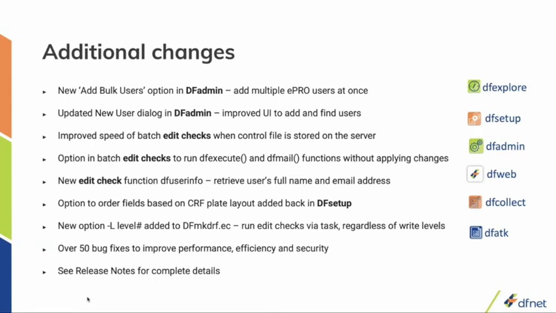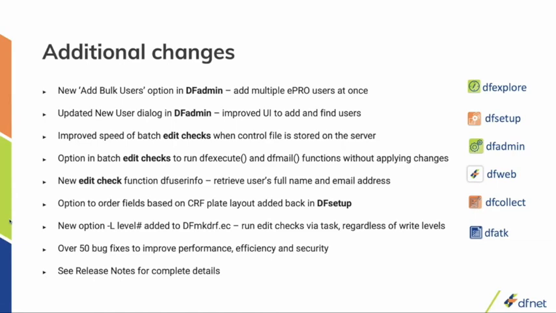In DF admin tool, an option has been implemented to add multiple ePro user accounts using the new Add Bulk Users dialog. This dialog allows creation of up to 100 user accounts at once. We have also updated new user dialog in DF admin tool that offers better UI for adding or searching user accounts. Batch edit checks updates include performance improvements, as well as option to run DF execute and DF mail functions without applying changes.